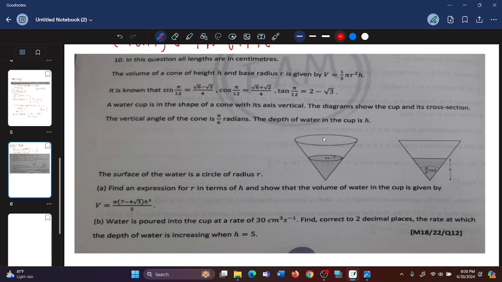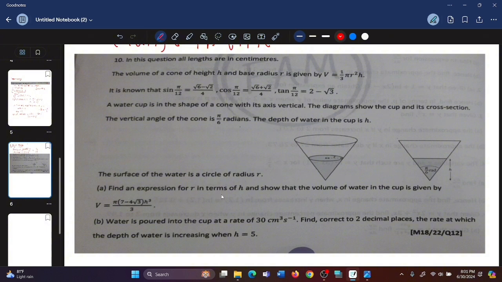This is just a cross sectional view of this thing. It has a circular base or top head, a circular roof, and the bottom is pointed like this. So it's a cone. Okay, let's continue. The surface of the water is a circle of radius r. The radius of the circle at the roof is r.